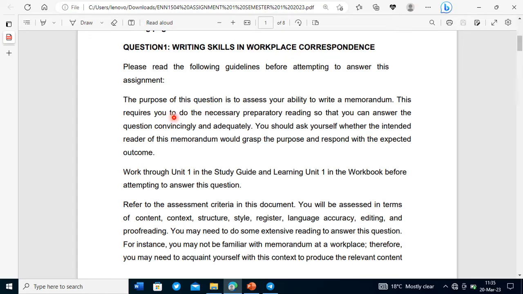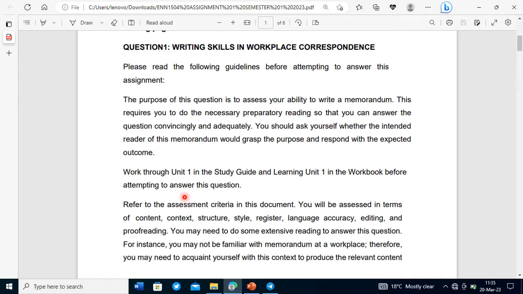The purpose of this assignment is to assess your ability to write a memorandum. So you need to write a memorandum. You will go through that alone. Work through unit 1 in the study guide and learning unit 1 in the workbook before attempting to answer this question. So guys, you need to go to your study guide under unit 1, and the workbook. I do believe where you got that study guide, you also got the workbook. I've never seen that workbook, but I do believe it will contain important information that will help you with drafting a memorandum.